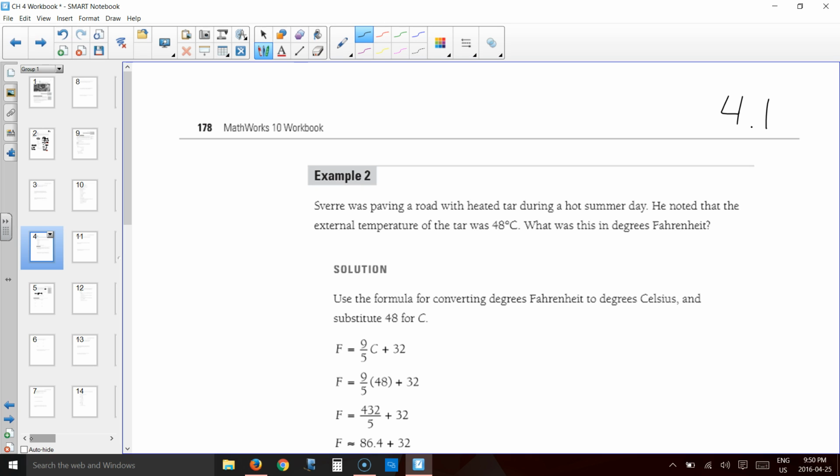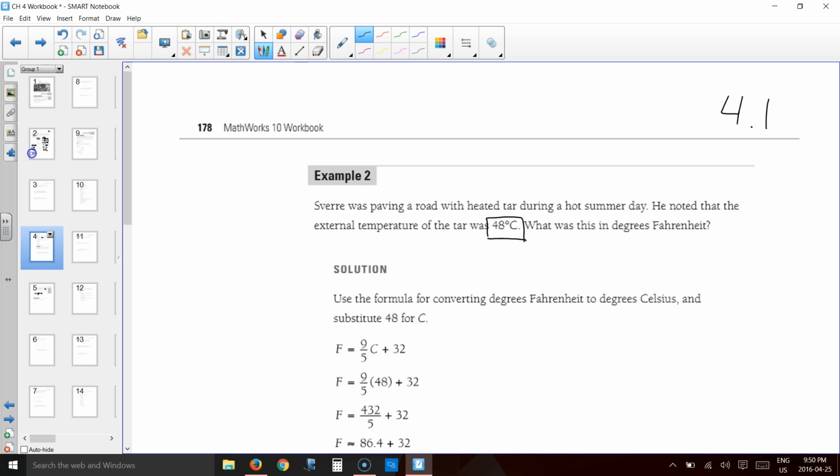Sver was painting a road with heated tar during a hot summer day. He noticed that the external temperature of the tar was 48 degrees Celsius. What was this in degrees Fahrenheit? So we have a question where they've provided Celsius, and we are trying to find out what that is in Fahrenheit.